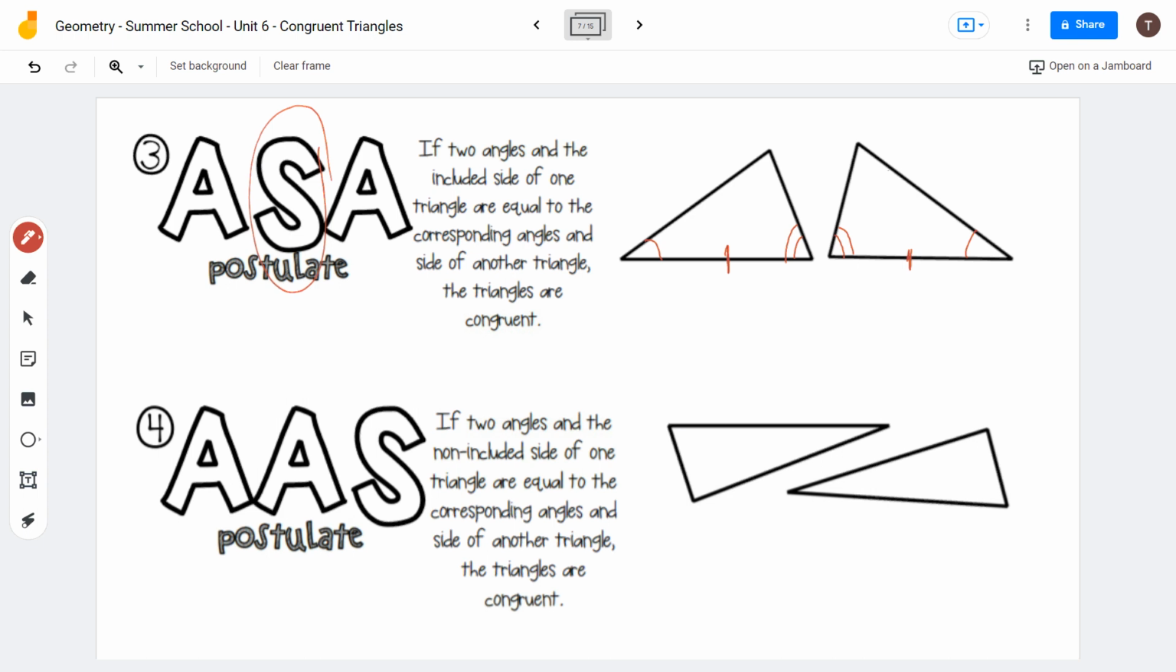The fourth one, and probably the one that can get the most confusing, it's not necessarily, but it can be, is angle, angle, side. So for this one, it goes angle, angle, and then side. Okay, so this one would look something like this.